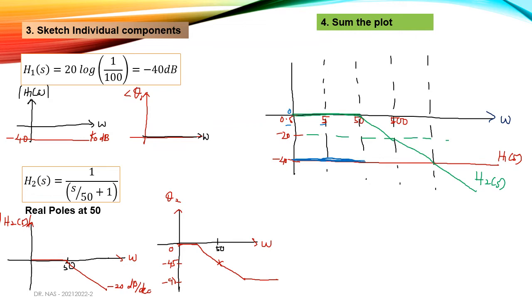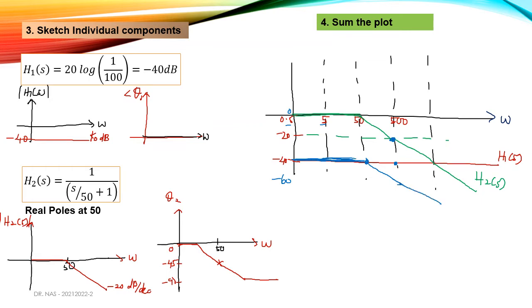Okay, so then from 50 to 500, you see that's negative 40. And then you have the decreasing slope. So you can look at the endpoint at this point. It is negative 20 plus negative 40, which is negative 60. So the line will drop down until negative 60. So the same trend continues onwards.